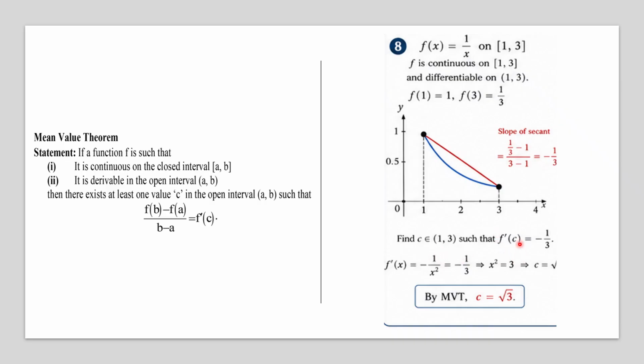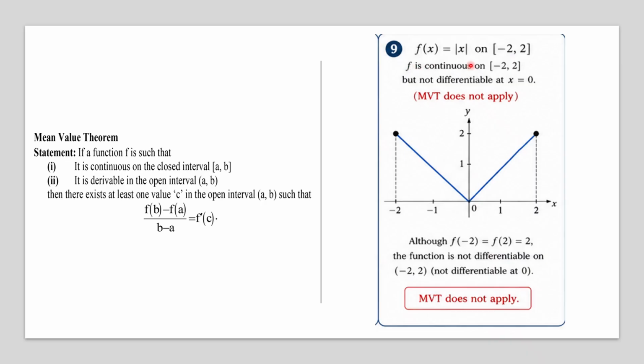So what is f prime c? Taking the derivative of 1 over x, f prime x is minus 1 over x square, so with c it is minus 1 over c square, which is equal to minus 1 by 3. So c square is equal to 3, so c is equal to square root 3. By the mean value theorem, c is equal to square root 3, and we have found this value.